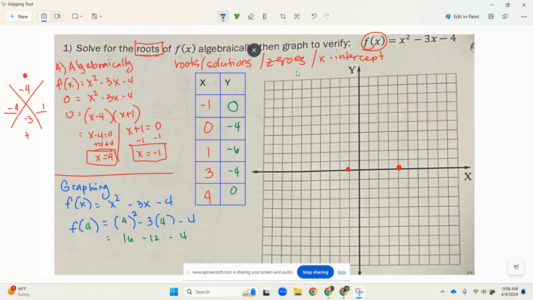So let's plot these points. Negative 1 comma 0. So you see these values of y equals 0. Graphically, that means those are your x-intercepts, because remember the x-intercepts have y value of 0. 0 comma negative 4 would be here. The next one is 1 comma negative 6 is here. Next one is 3 comma negative 4 will be here. Okay, and so you have those points.